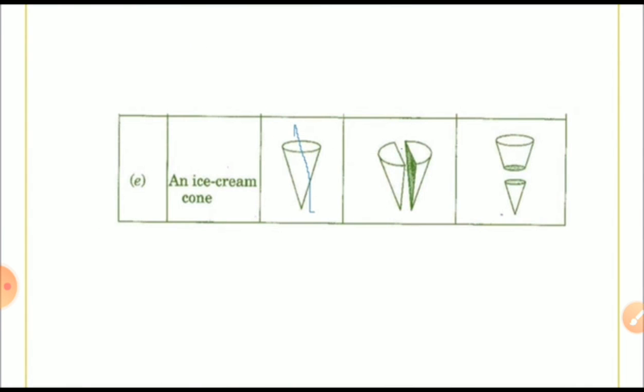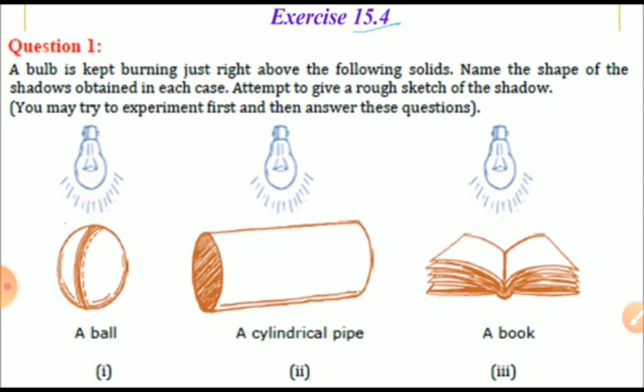Now look here, E, an ice cream cone. Vertically it will cut this way, and both parts are equal, but horizontally one is a cylinder and one is again a cone. So we can say that in a vertical cut, some things give exact copies, whatever is on the left side is on the right side, and in a horizontal cut, the things are different.